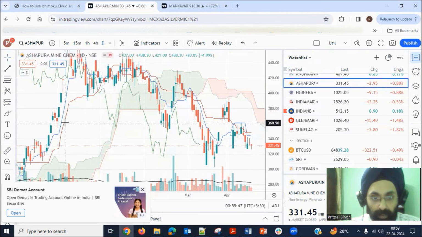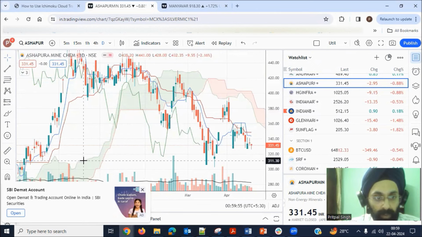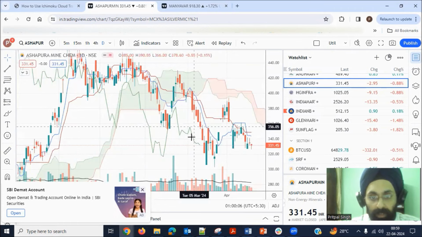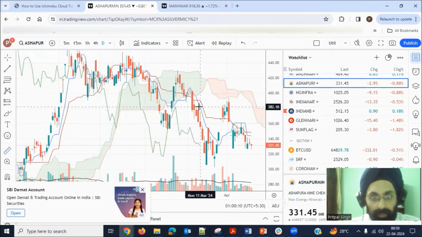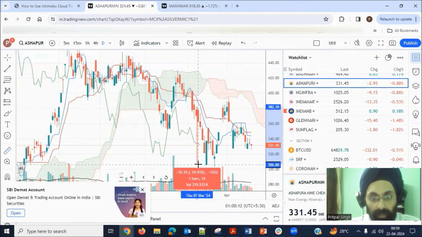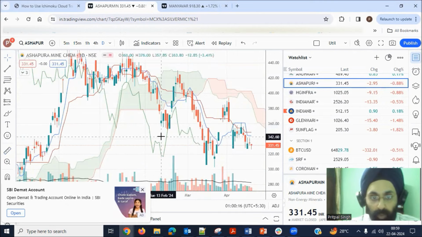From here, we see the previous low was, this was the first previous low, and below this, this was the second previous low. So this target of 310, which I am taking based on this previous low, was hit within the matter of 3 days. 19% fall within 3 days. It is not a joke.